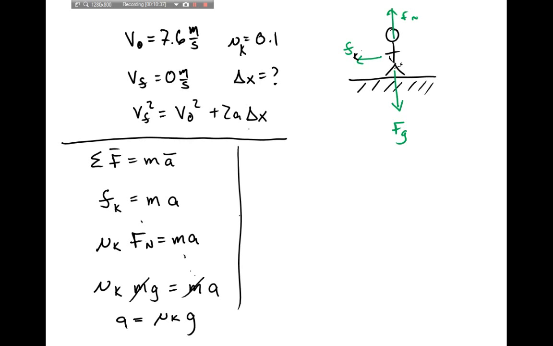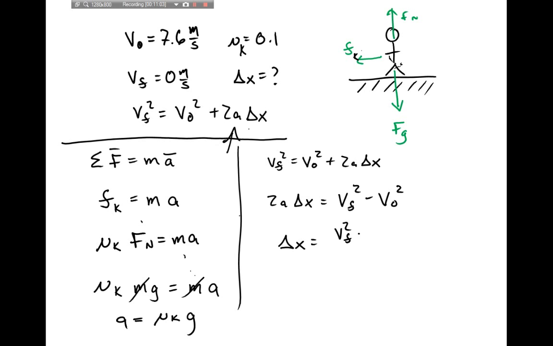So plugging this into this kinematics formula up here, let's rearrange this to solve for delta x. We have v final squared equals v initial squared plus 2a delta x. Let me subtract the v initial squared over to the other side. So 2a delta x is equal to v final squared minus v initial squared. So delta x is v final squared minus v initial squared divided by 2a, or v final squared minus v initial squared divided by 2 mu sub k g.